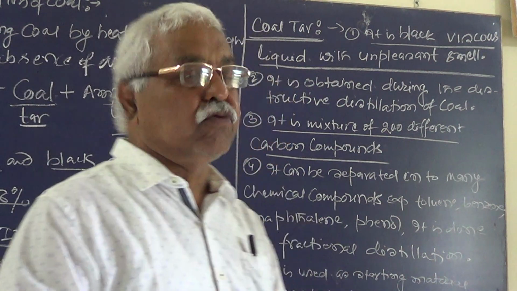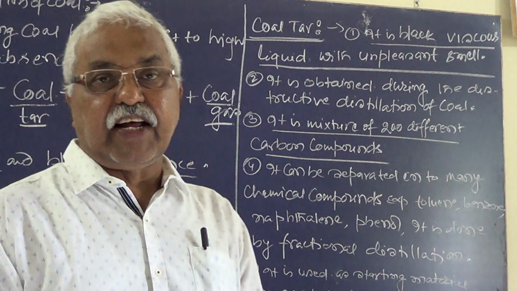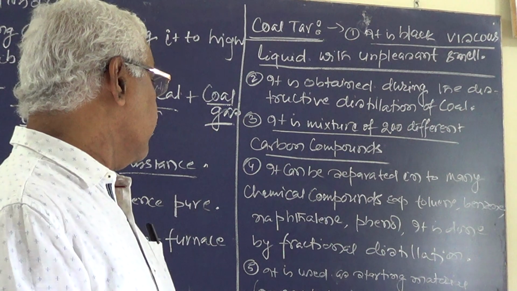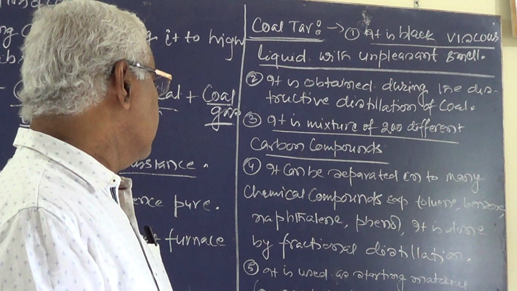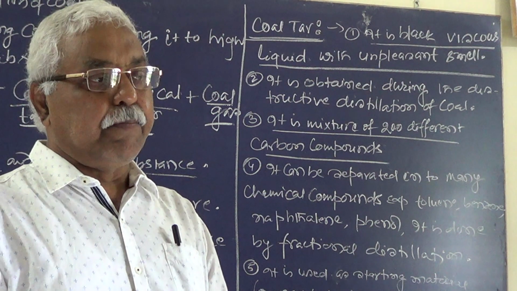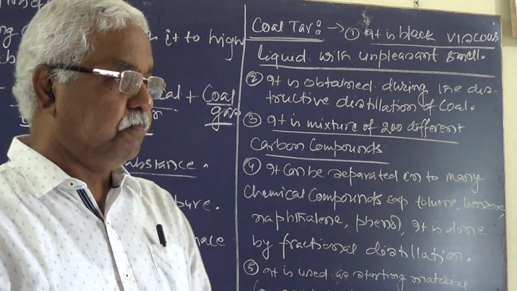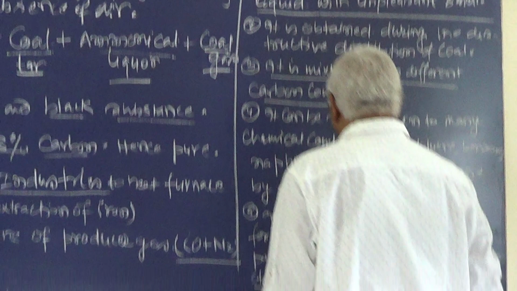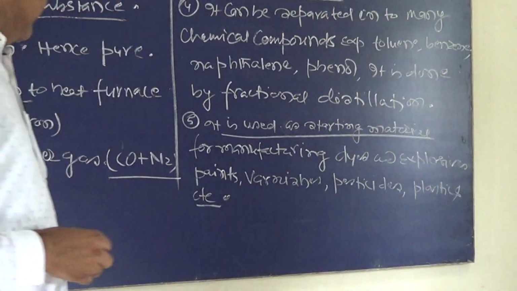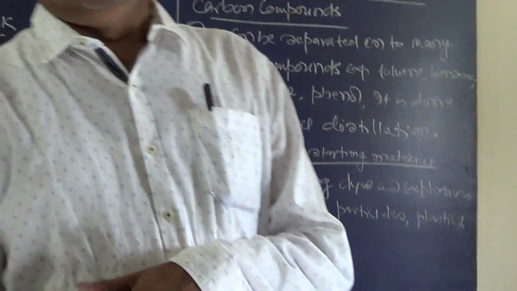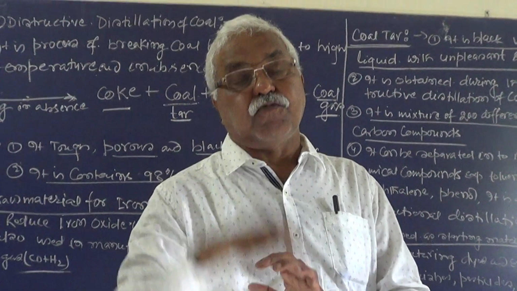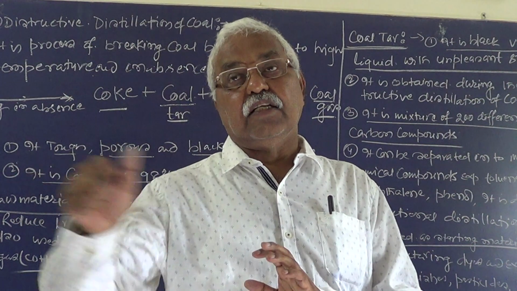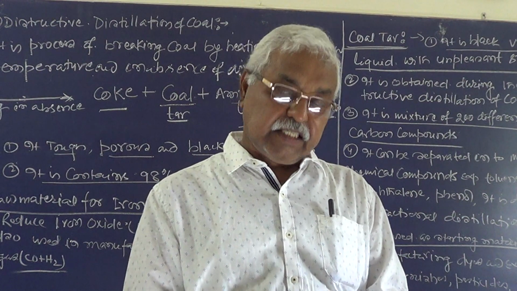A large number of chemical compounds can be separated from coal tar by the fractional distillation process, like naphthalene, toluene, phenol and benzene. Now it is used as a starting material for manufacturing dyes, explosives, paints and varnishes. So coal tar is used in the paint industries for making dyes, paints, varnishes, and even in explosives it is used as a starting material.